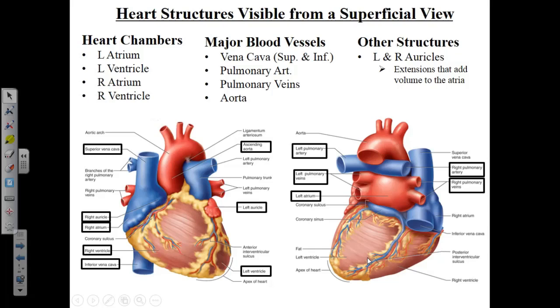As I strongly suggest, when you look at a model, you want to take a look at it from multiple viewpoints. This is an anterior view. Here we have a posterior view that's going to help with seeing some of these other structures more easily. Here you can see the left atrium a lot easier, and you can see some of these other arteries and veins.